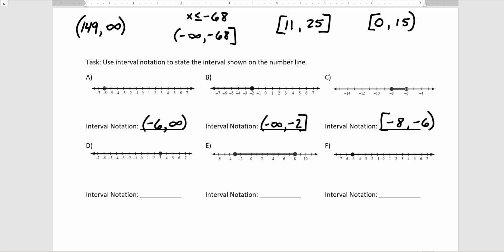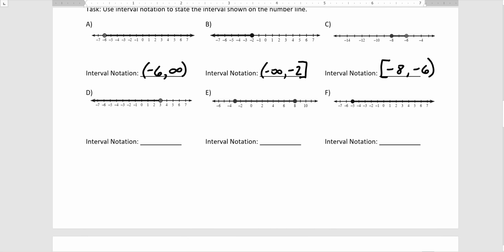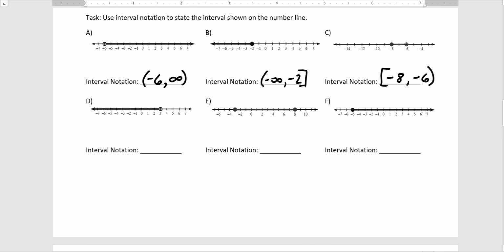All right, why don't you go ahead and try D, E, and F. Feel free to pause the video now, give that a shot, and then we'll check those together. Go ahead and pause the video.